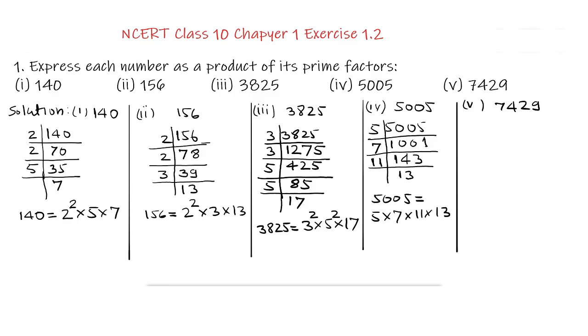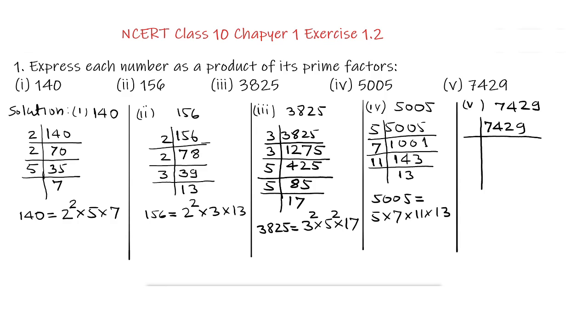Part 5, 7429. 7429 is not divisible by 2 because it is not an even number. Now we check whether it is divisible by 3. The sum of the digits is 7 plus 4 is 11, plus 2 is 13, plus 9 is 22, so it is not divisible by 3. It is not divisible by 5 as the number does not end with 5 or 0.